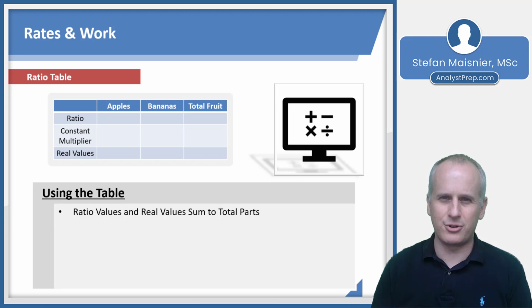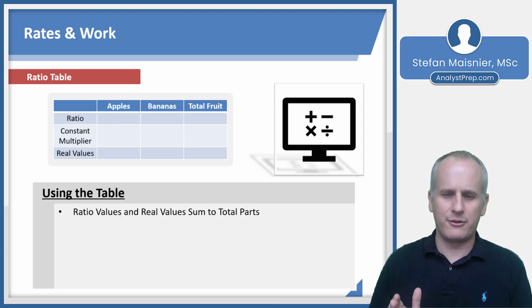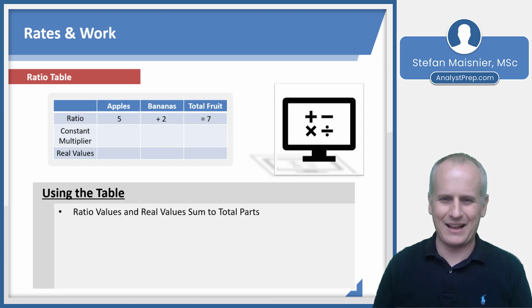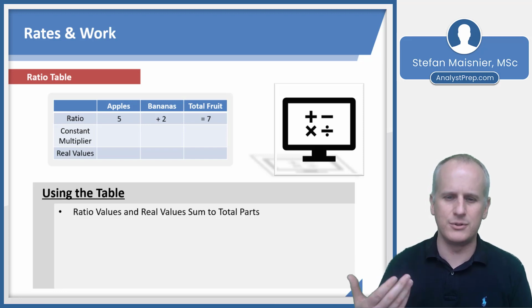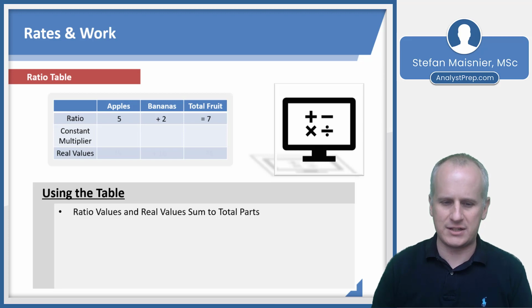And you always have to make sure that when you're building a ratio table, your final column is your total of whatever you're counting. So in this case, we could have a ratio of 5 apples to 2 bananas, which means that the minimum number of fruit we could have in our fruit basket is 7 pieces of fruit. But we don't know the actual real number values in our fruit basket just yet.